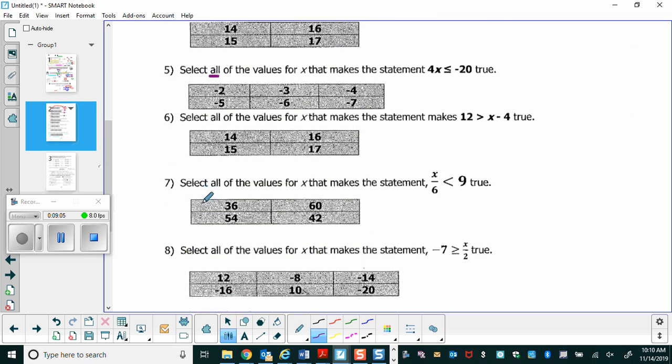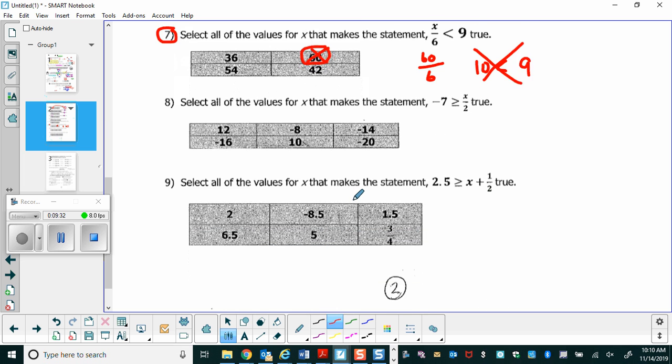For number 7, I just wanted to point out that you're taking these numbers, plugging them in, and dividing by 6. So for example, I'm going to take 60. If I do 60 divided by 6, that's 10. And 10 is not less than 9, so we would not select 60, okay? Because 10 is not less than 9. That is not a true statement. All right, so that's what you're doing for this worksheet.